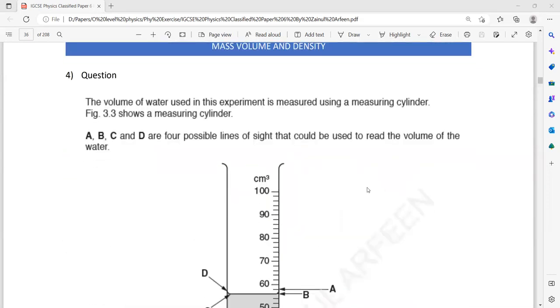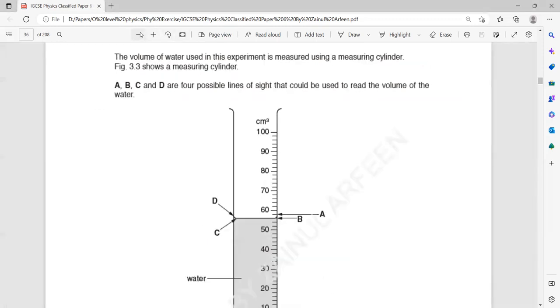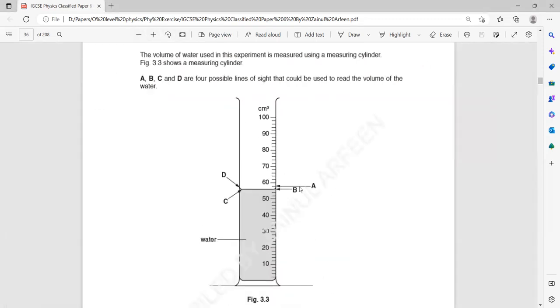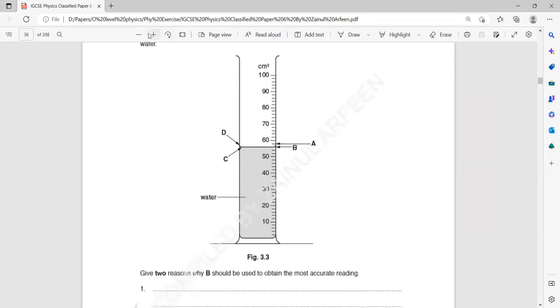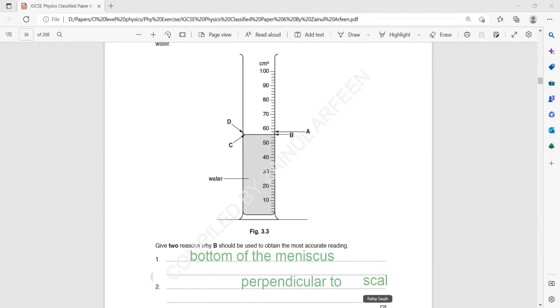The next question: the volume of the water used in this experiment is measured using a measuring cylinder. Figures A, B, C, D are the 4 possible positions. Give 2 reasons why B should obtain the most accurate reading. So B, because it's reading the bottom of the meniscus, that's right, one way. What about the other? Yeah, because it's parallel to the scale.